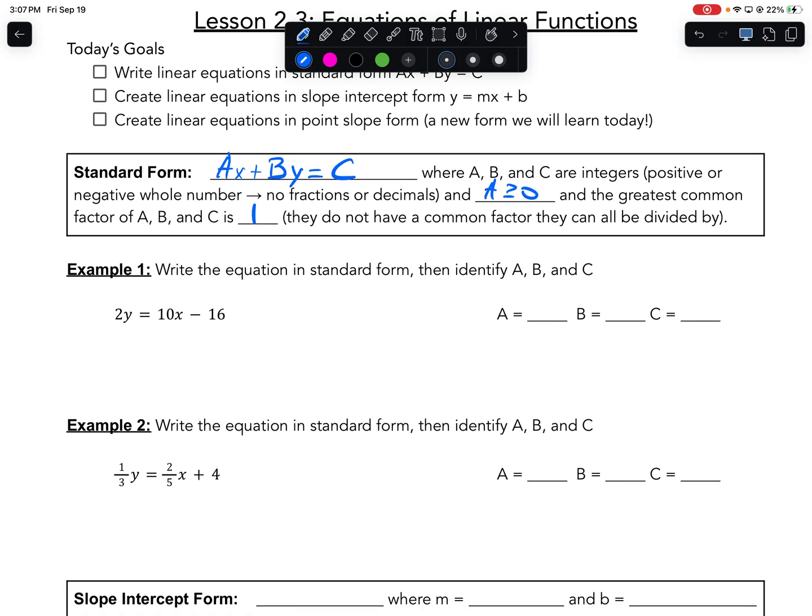So we want to make this first example look like this equation. What do I have to do? What's on the wrong side? Right? Because x and y are on the left side of the equal sign, and that x is on the right side, so we got to get rid of that x. We get rid of that x by subtracting 10x from both sides.